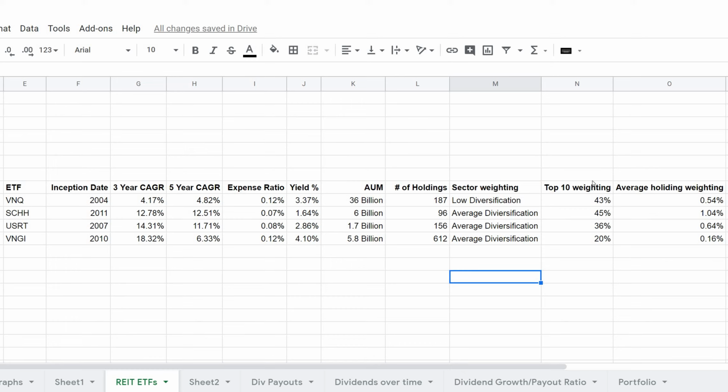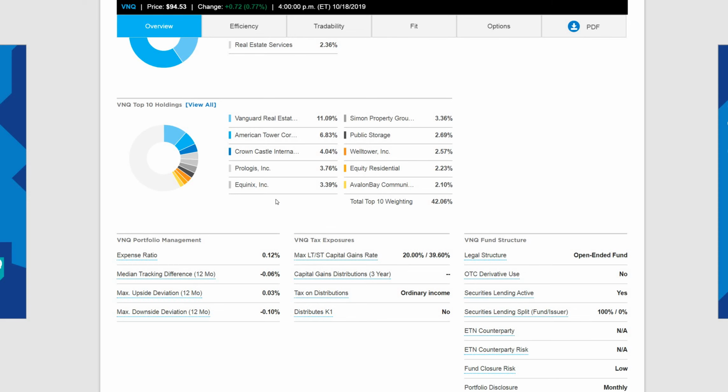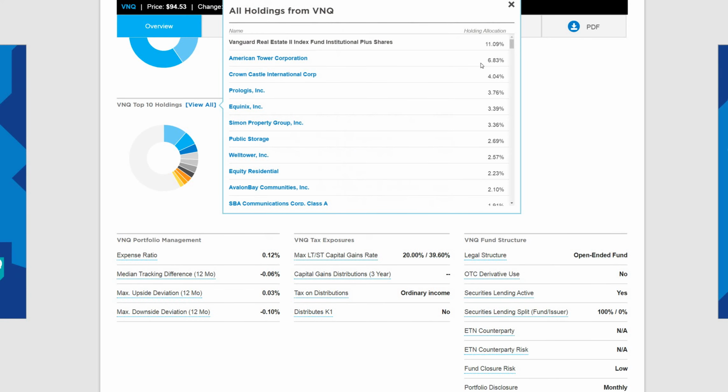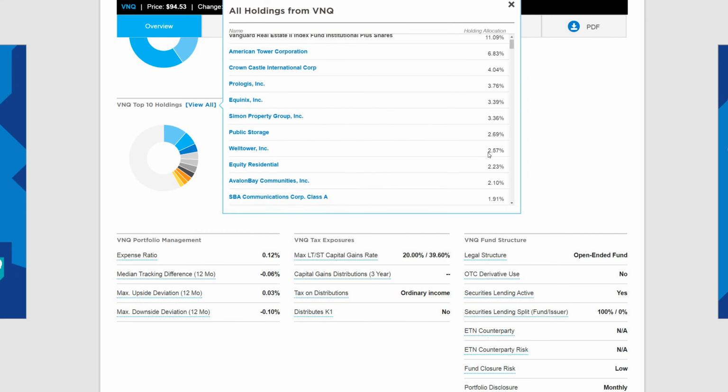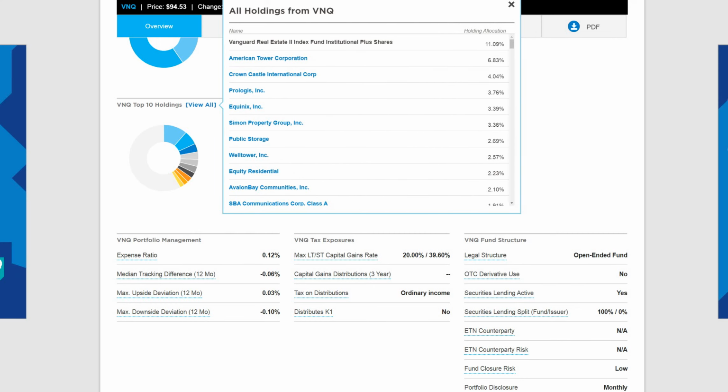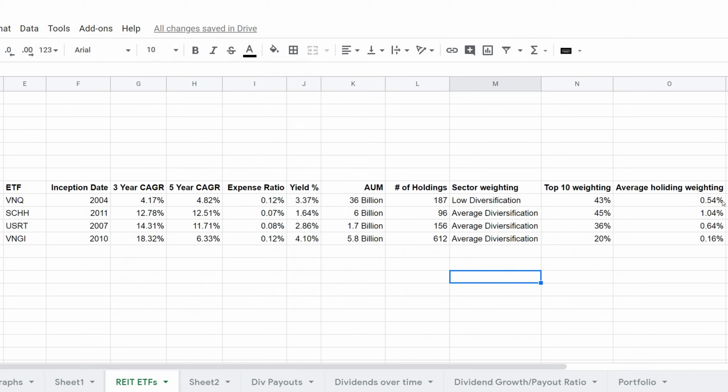And the last thing here is the average holding. So what I did is I took all of the 186 and I averaged them out by their weighting, and I can show you exactly what I mean by that. I took every single one of these, the 100 plus from Vanguard, and I averaged them out, and the average holding weighting was just over 0.5%. So that's how I did that. And so once again, this is looking at it from a diversification standpoint. Well, how well diversified do I want to be, right? So the SCHH is the least diversified when it comes to that.